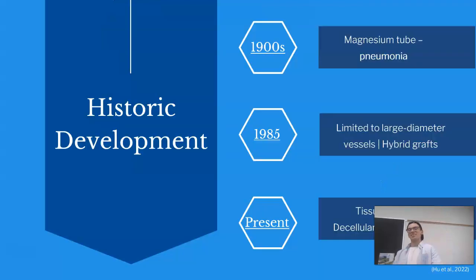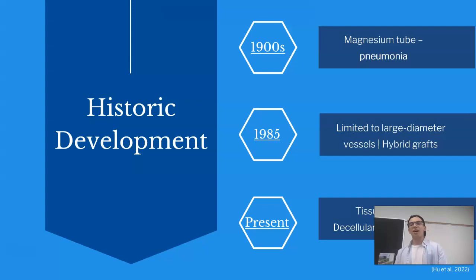So to give some historical context, cardiovascular disease has impacted humanity for a while and continues to prompt active development towards artificial blood vessels. It started in the 1900s with an Austro-German surgeon who attempted to implant a magnesium tube, unfortunately induced pneumonia in the patient and they died 3 days later, but it did catalyze the movement for this type of development.